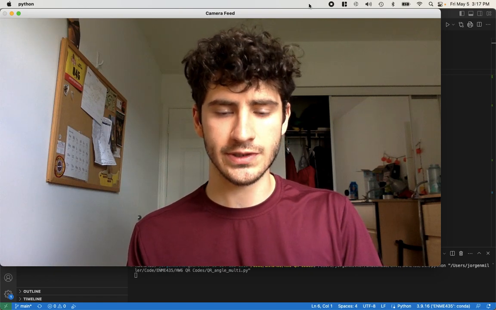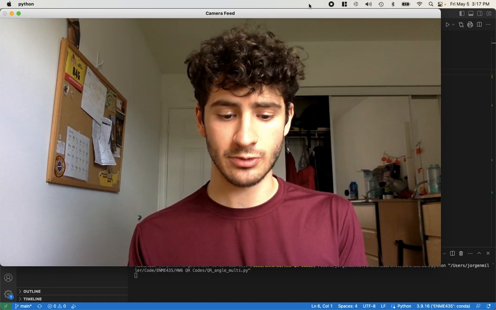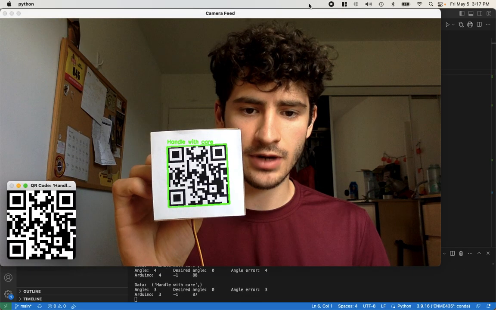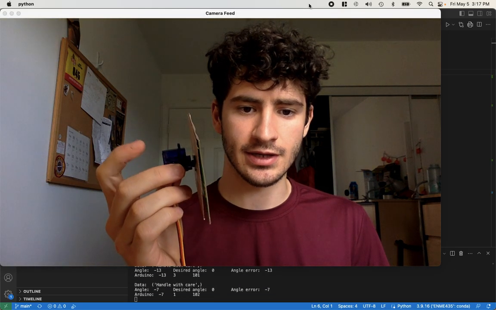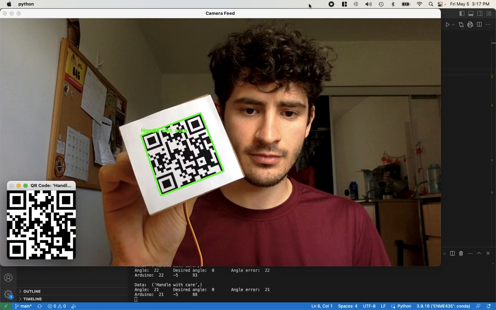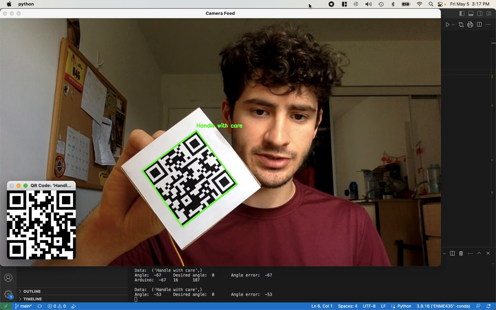Hello, I'm Urian Miller, and this is my package alignment project that uses QR codes. Here, I have a QR code that represents a package. It is attached to a servo. The servo will rotate so that the package is always properly aligned.